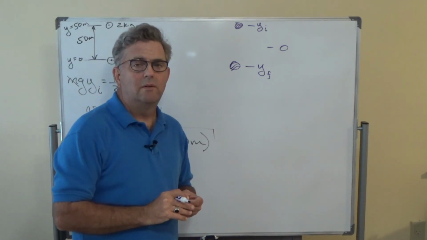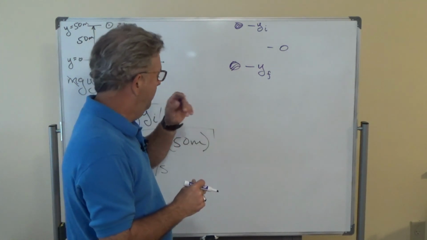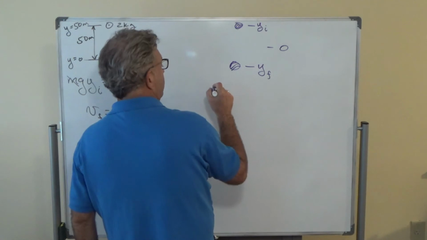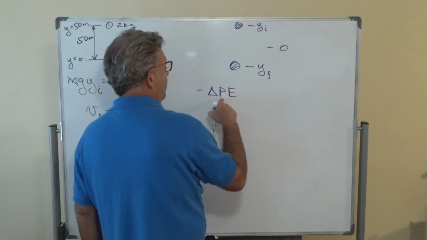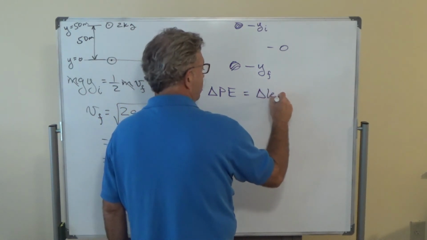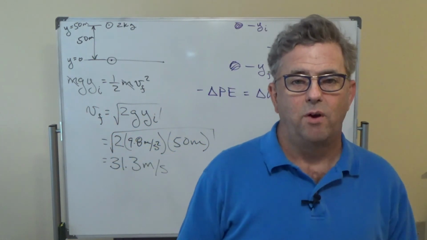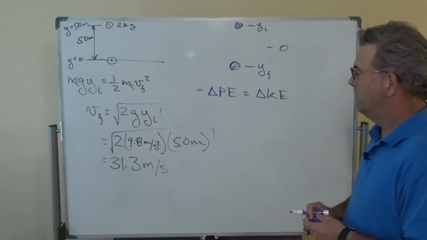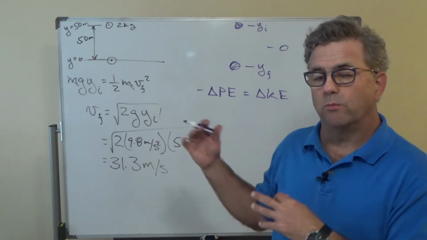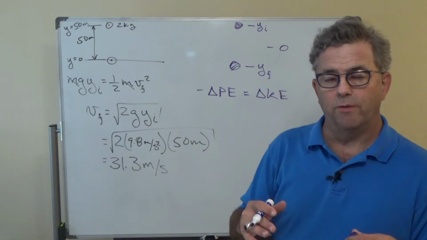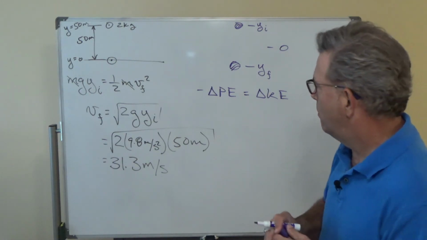That'll be the 0 point. Let me rewrite, maybe this will make it a little bit clearer. Negative delta PE is equal to delta KE. That's what we do over and over again. And it doesn't necessarily have to be gravitational potential energy. It can be potential energy of any type in a conservative system. When I say a conservative system, I mean systems where there are no losses, like friction and so forth.